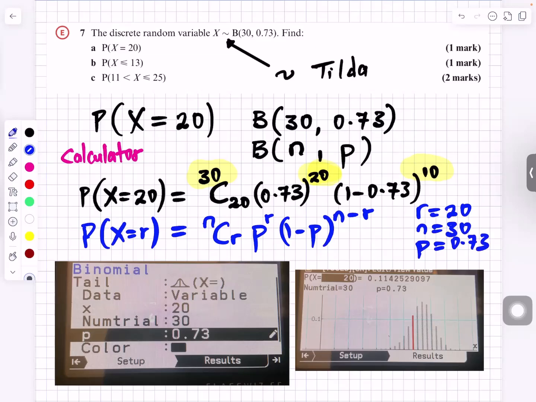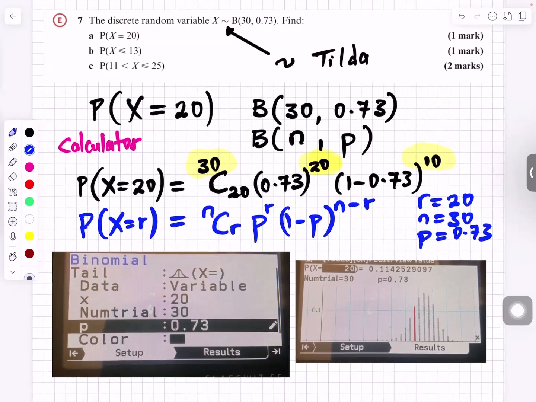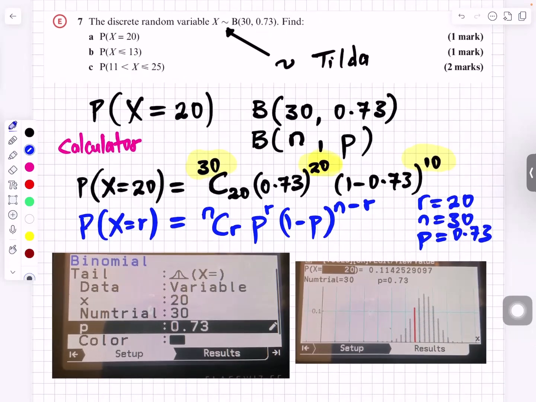That's the long way. If you go into your calculator, I'm using the CG50 calculator, you would choose the option that says x equals. The data is variable because it's just a number that's changing. We put x is 20. Number of trials is 30. This number of trials, 30, is the n, and this 20 is the x. And then the probability is 0.73, and then you press execute.